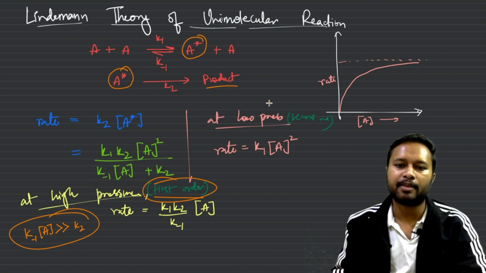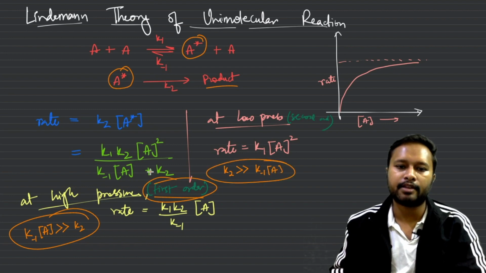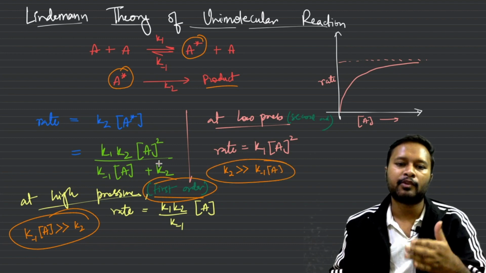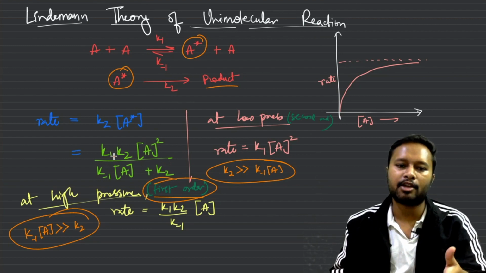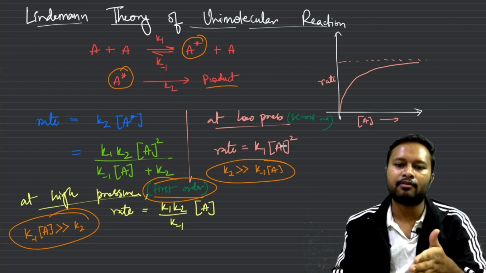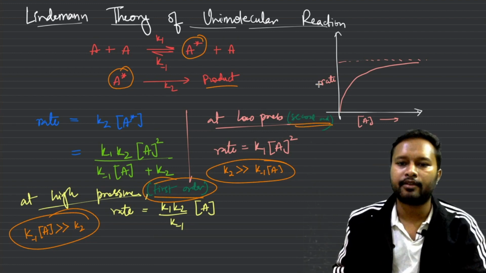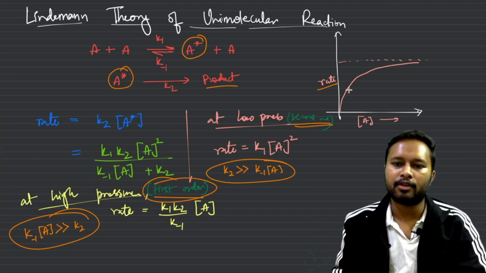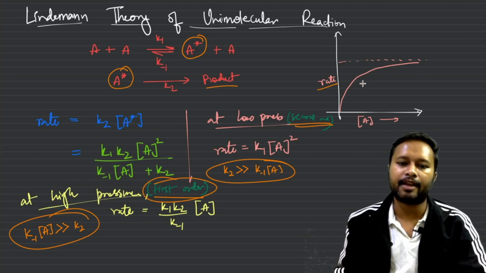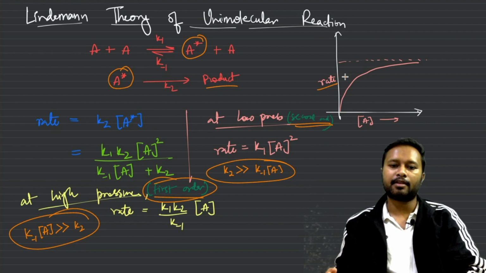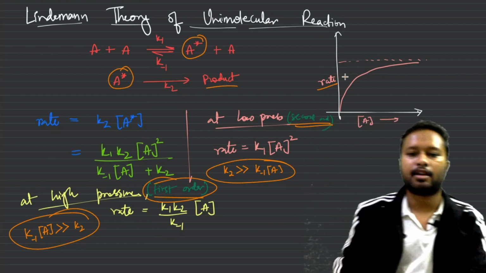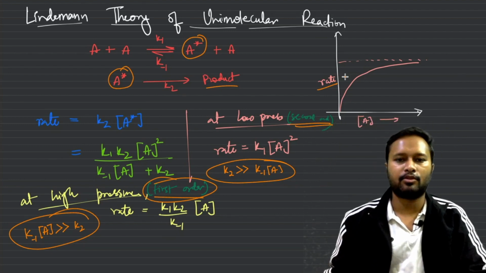At low pressure, your k2 is quite more than your k-1 [A]. So in that case you can just neglect this k-1 [A]. You will have k2 in the denominator, that will cancel out this k2. You will only be left with k1 [A]². So this is basically a second order reaction. If you plot this equation of rate versus [A], you are going to get a curve like this. Initially the reaction is of first order, and at higher pressure the reaction becomes of second order. So you should know all these things.